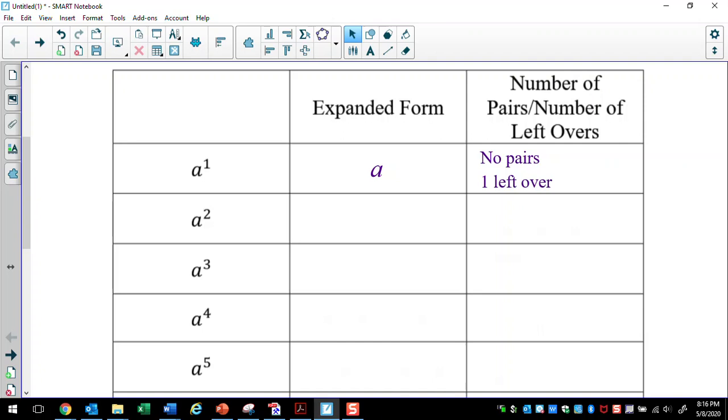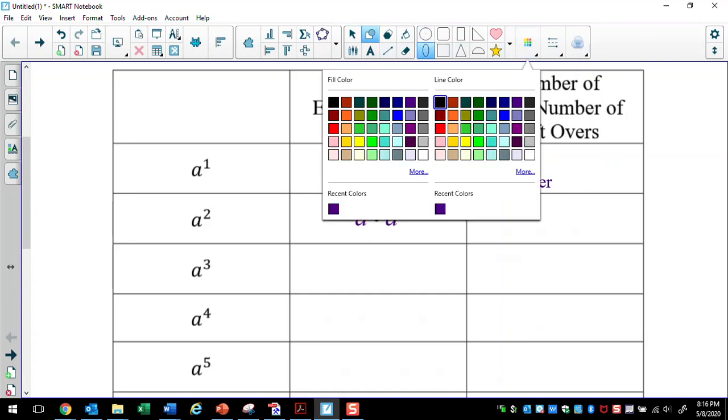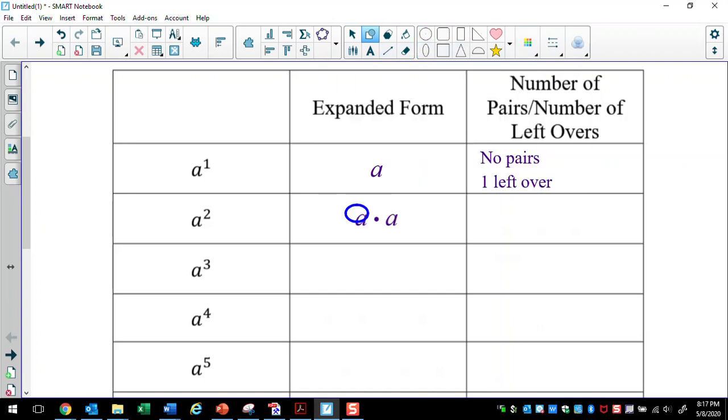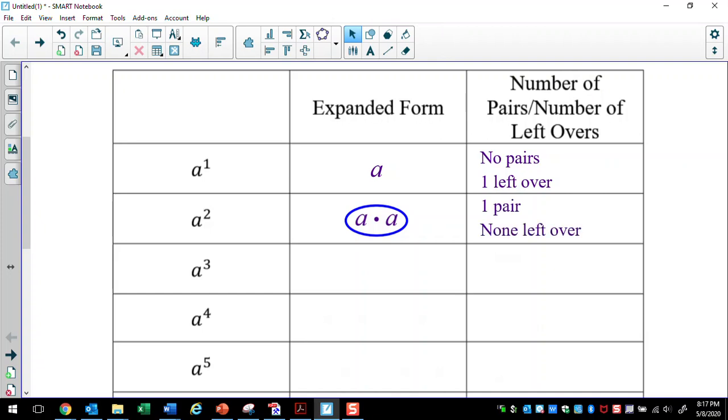All right, let's see what happens if I expand out a squared. That's a times a. All right, so how many pairs do I have? Well, I can make a pair just like that, and I have a pair. All right, so we can say that we have one pair, and there's none left over. What about a to the third power? Well, I can say that I have a pair of a's right there. So I can make a pair like that, so I got one pair, and I have one left over.